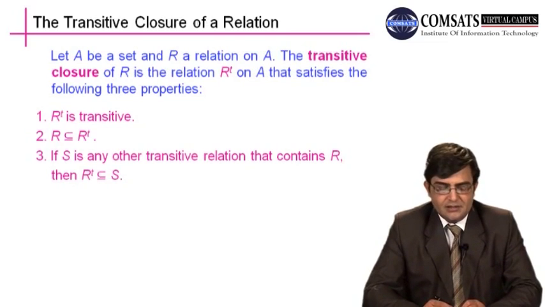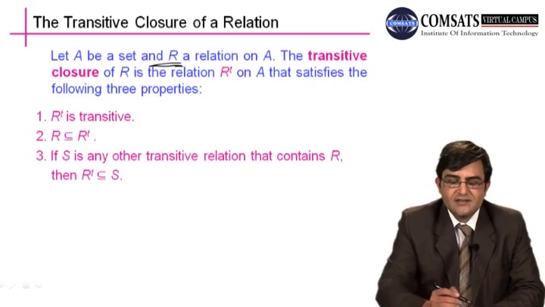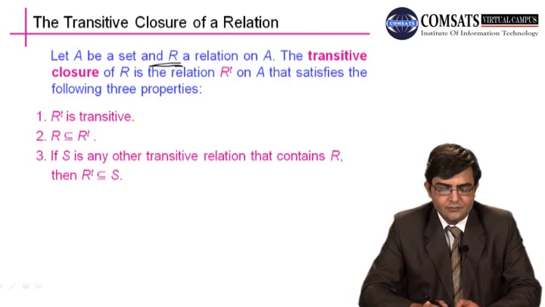The relation R, which can be any kind of relation, need not be transitive; it is not necessary for R to be transitive. So that relation R must be a subset of R^T, the transitive closure of R. And the third property is that if S is any other transitive relation that contains R, then R^T is a subset of S.